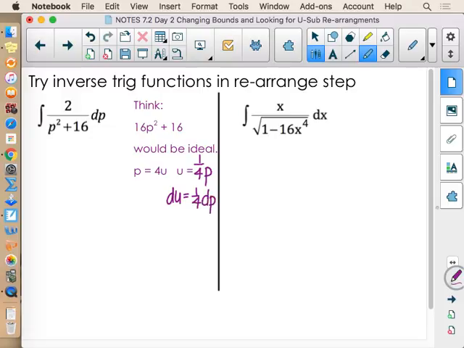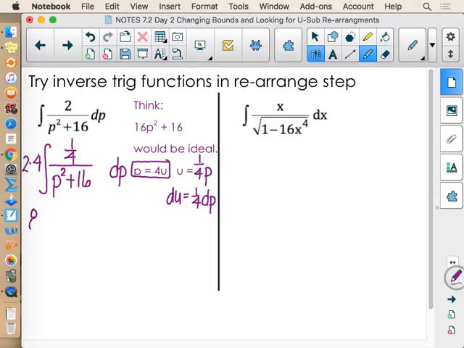We would go about setting up in our rearrange over here everything we would need to bring that in. So I'd pull that 2 out front for a minute. I'd like a 1/4 dp in here when I'm done in order to switch out for my du's. To put that 1/4 in there, I'm going to balance that with a multiply by 4 outside. Then I'm going to leave the denominator alone for a moment, because until I switch to u's, nothing's going to change down there. And I don't see my u in here. We'll see that in a minute. We're actually telling p how it's going to be replaced right there.